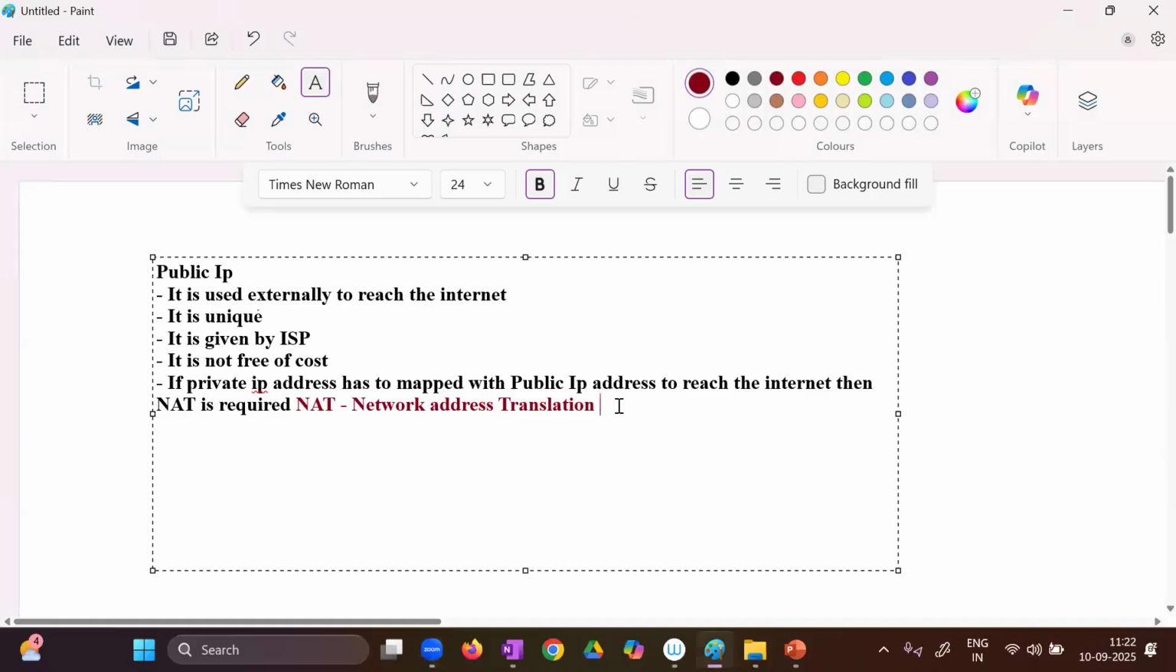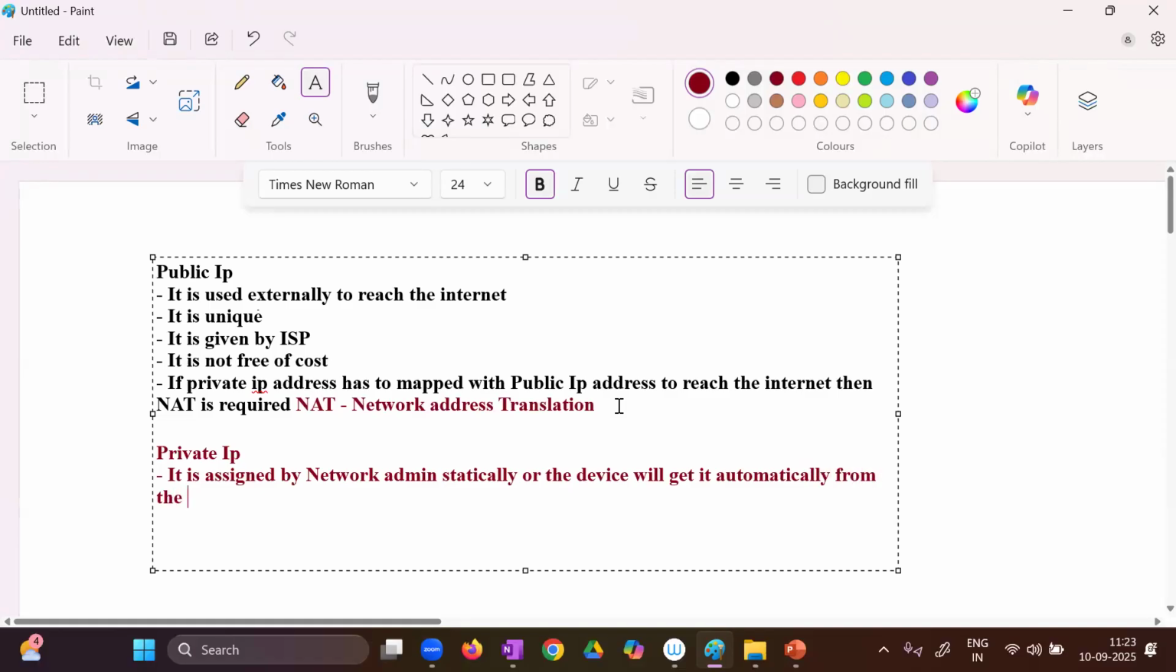Next, what about the private IP address? Who gives this? It is assigned by the network admin statically, or the device will get it automatically from the DHCP server.